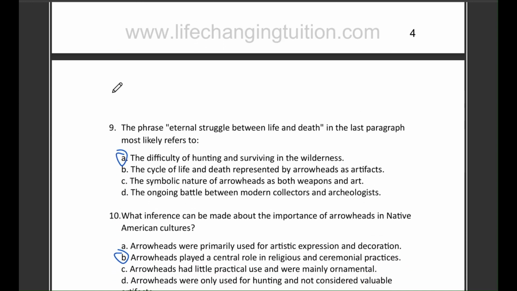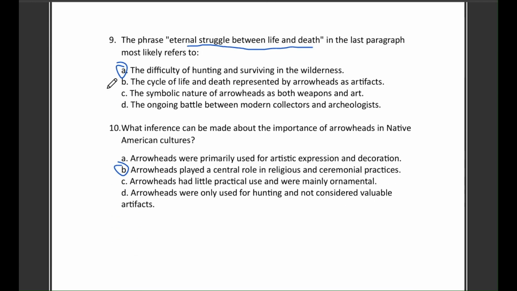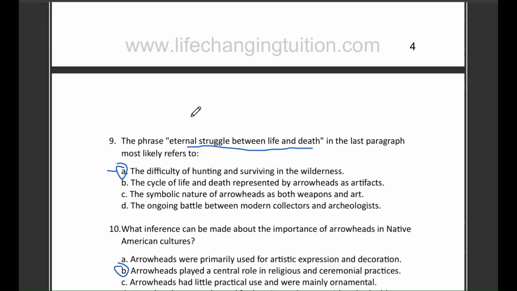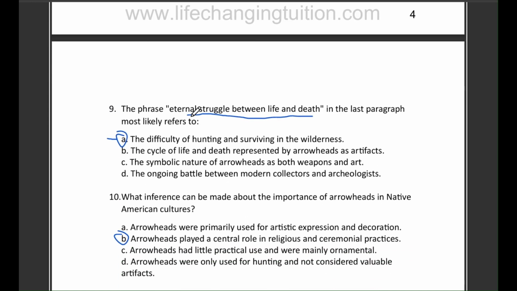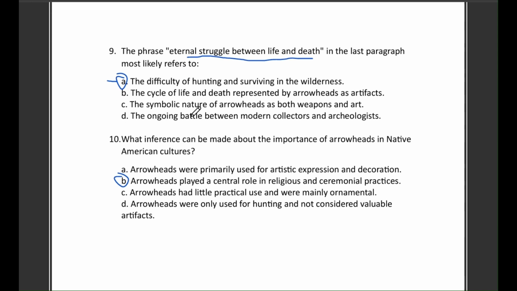Question 9. The phrase eternal struggle between life and death in the last paragraph most likely refers to. The options here are A. The difficulty of hunting and surviving in the wilderness. B. The cycle of life and death represented by arrowheads as artifacts. C. The symbolic nature of arrowheads as both weapons and art. Or D. The ongoing battle between modern collectors and archaeologists. The correct answer is option A. The difficulty of hunting and surviving in the wilderness. This phrase is related to the time when arrowheads were first used, when it was essential for early humans to hunt in order to find food and survive.